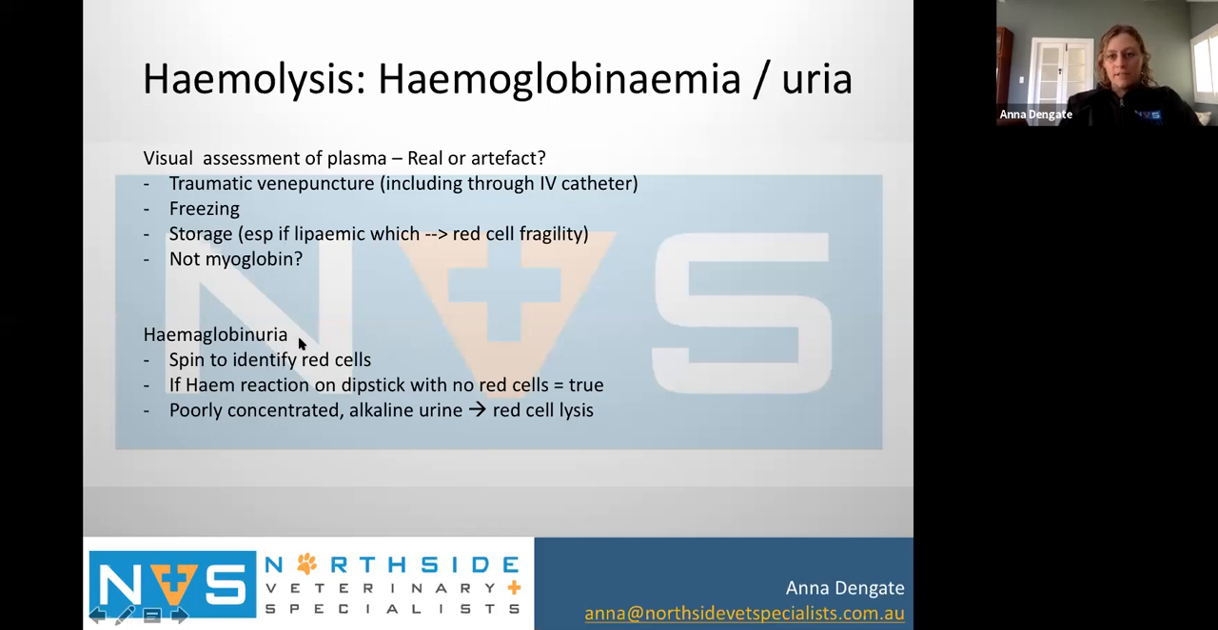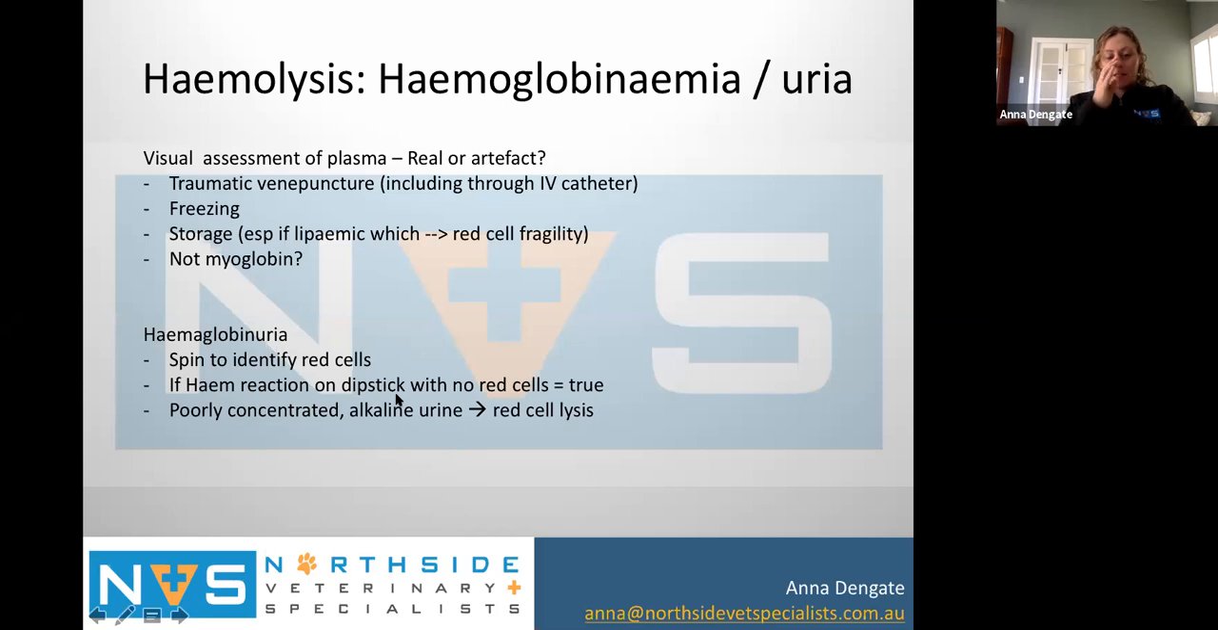Say you've got red urine. I sort of wish I hadn't put all this writing on the side because I want to quiz you guys, but if you've got red urine, the best way to differentiate between hemoglobinuria or hematuria is to spin down the sample. And if it's red cells, they'll spin to the bottom. If it's hemoglobin in suspension, they'll stay in the suspension.